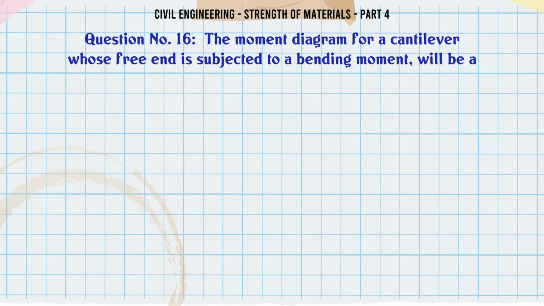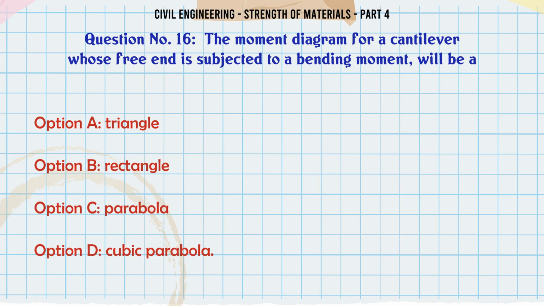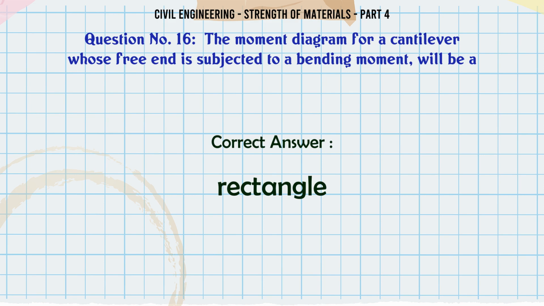The moment diagram for a cantilever whose free end is subjected to a bending moment will be A: triangle, B: rectangle, C: parabola, D: cubic parabola. The correct answer is rectangle.